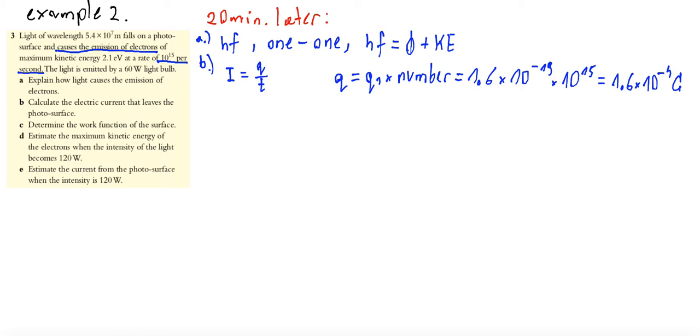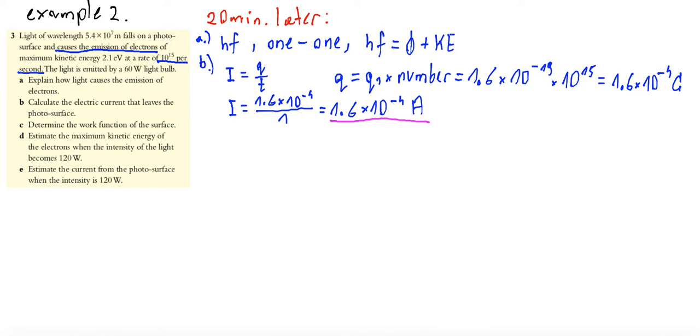So what is the current? Current is 1.6 times 10 to the power of minus 4 coulombs emitted in 1 second, which gives 1.6 times 10 to the power of minus 4 amperes. So this is the answer for point B. 1.6 times 10 to the power of minus 4 amperes is the current which flows in the circuit, because current is charge over time, and we know that charge is 10 to the power of 15 times 1.6 times 10 to the power of minus 19 per 1 second.